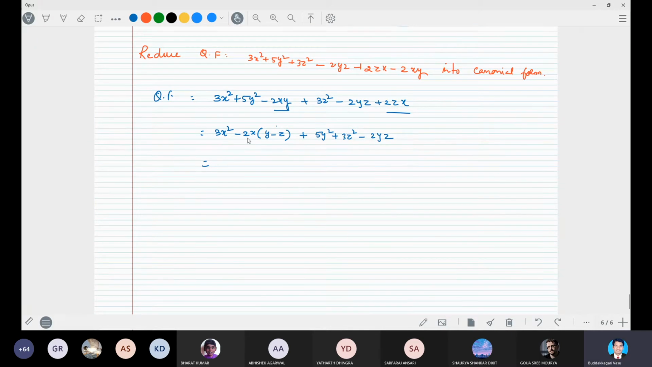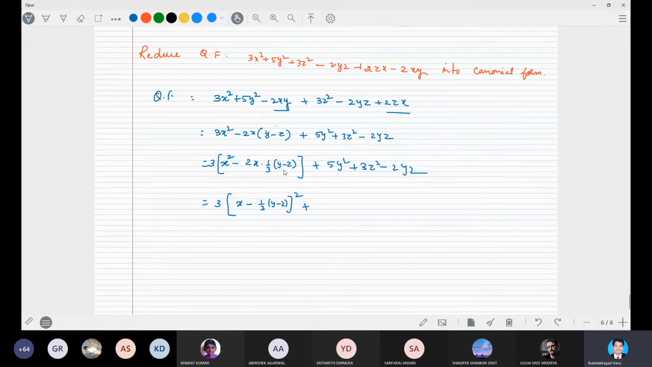You make this one into the sum of squares. So it is very clear. This we can write as 3 times x square minus 2 into 1 by 3 x into y minus z. Okay, you put plus 5y square plus 3z square minus 2yz. That is equal to 3 into, now you can write this one in square form, x minus 1 by 3 into y minus z whole square, right?